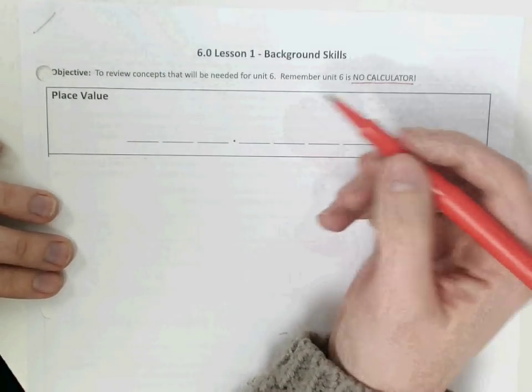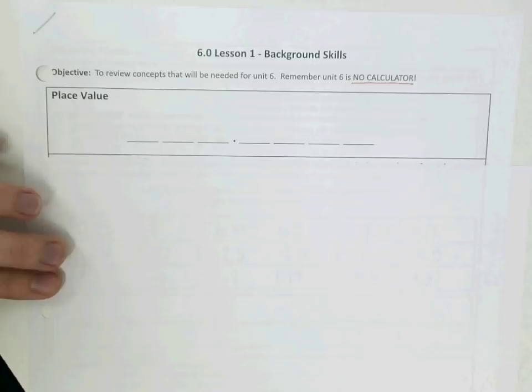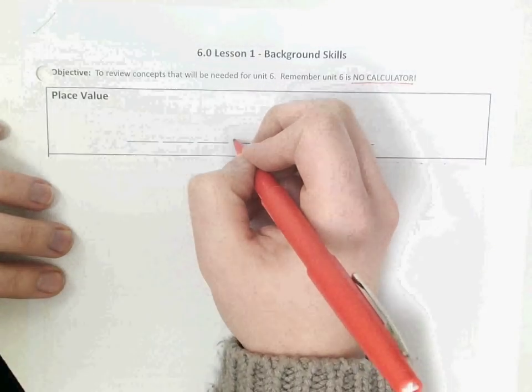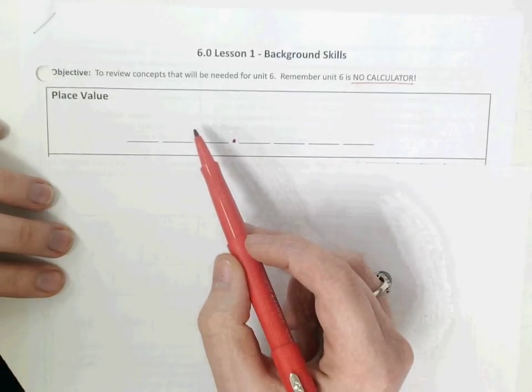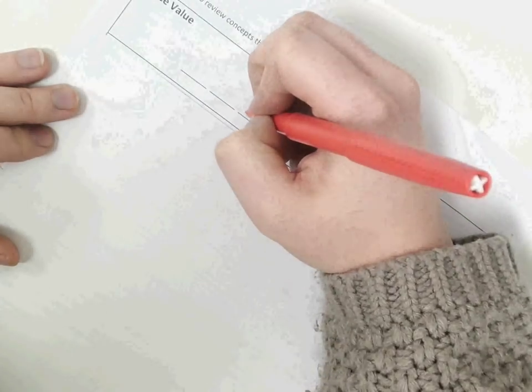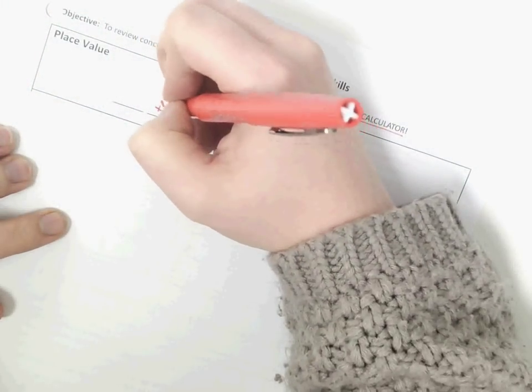So the first thing we need to look at is place value. And we need to name these place values. So we see we have a decimal place here. Directly in front of our decimal place, we have our ones place. So I'm going to turn this just for a second. We have our ones place, our tens place, and our hundreds place.